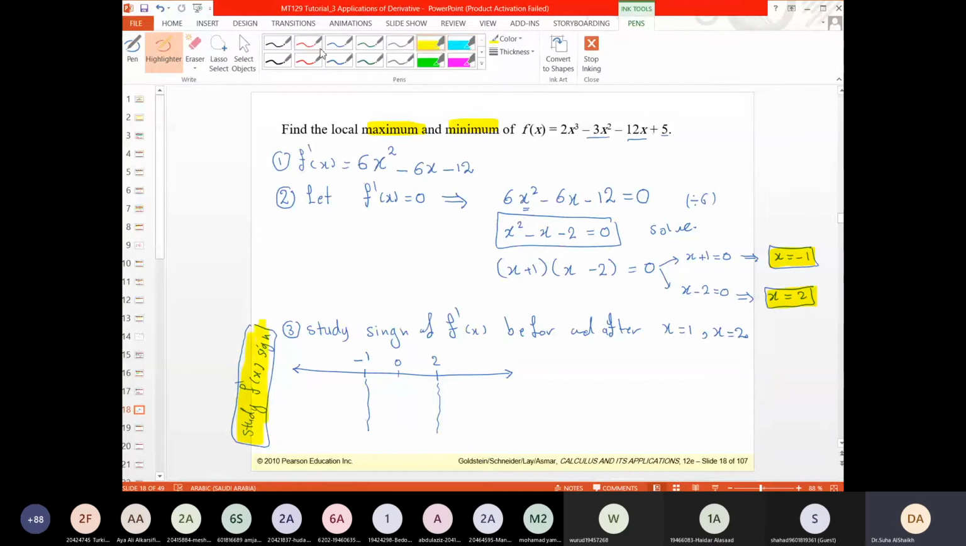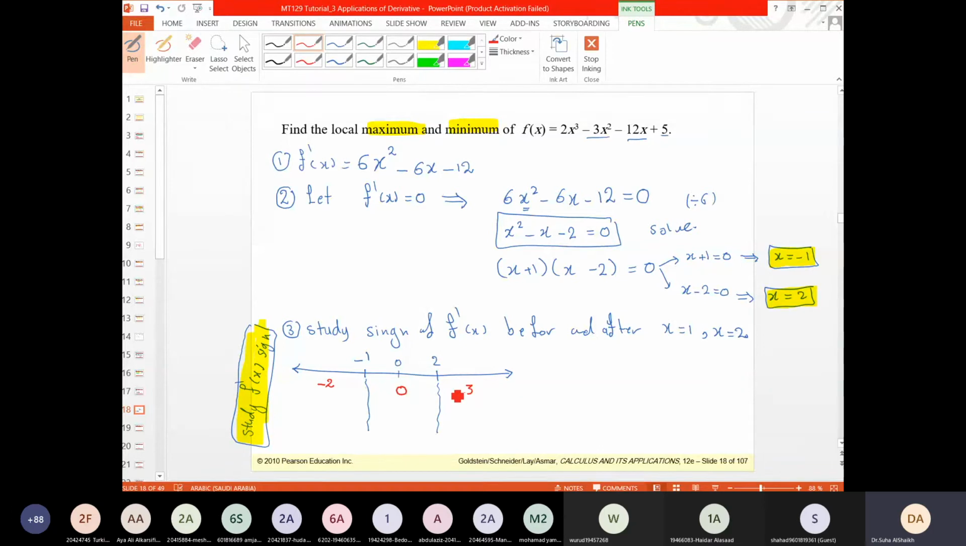How am I going to study the sign of f dash? Choose a point before -1, -2. Choose a point between -1 and 2. I'm going to choose the 0. Choose a point after the 2. I'm going to choose 3. You chose points for me: a point less than -1, a point between -1 and 0, and a point after the 3. Are you getting that?